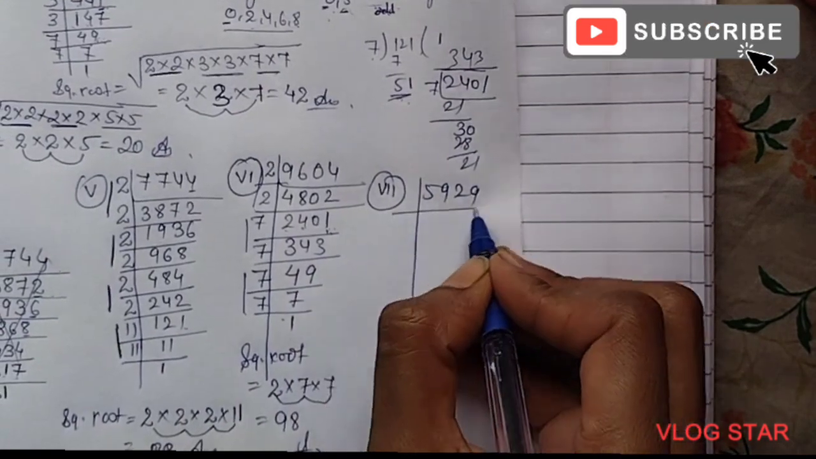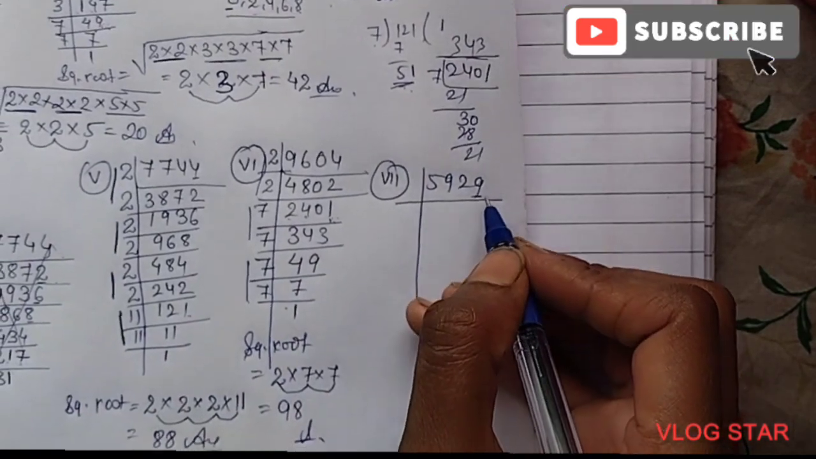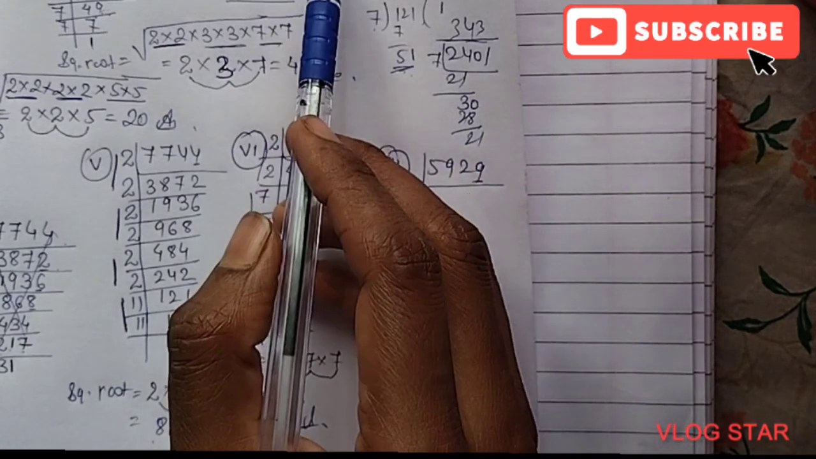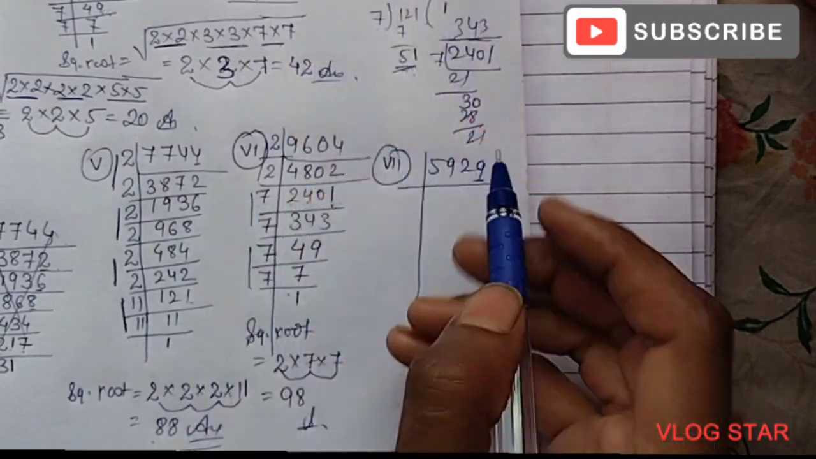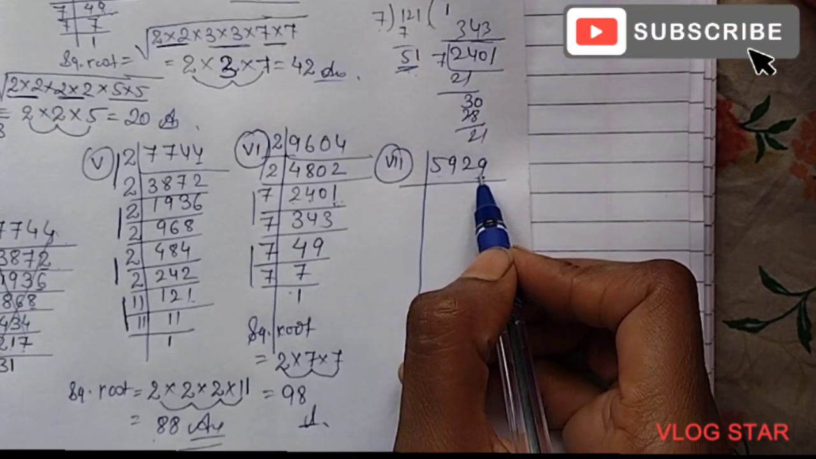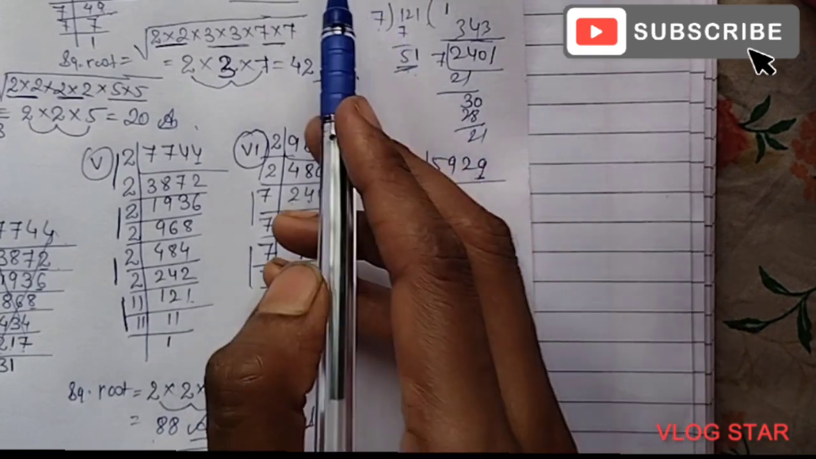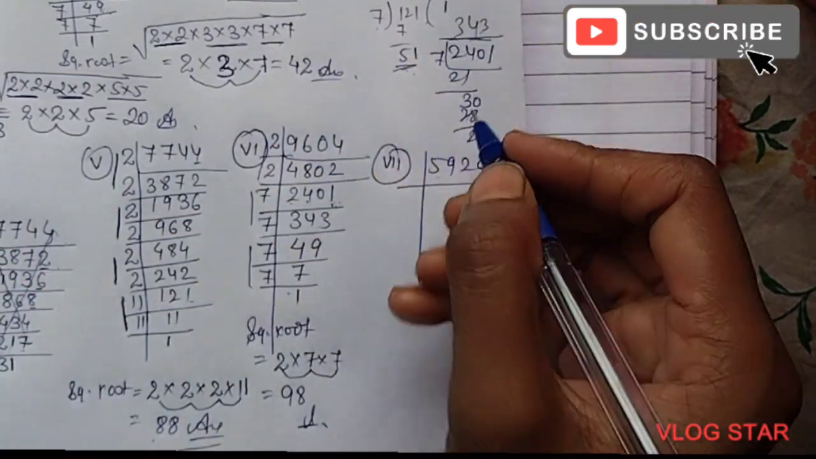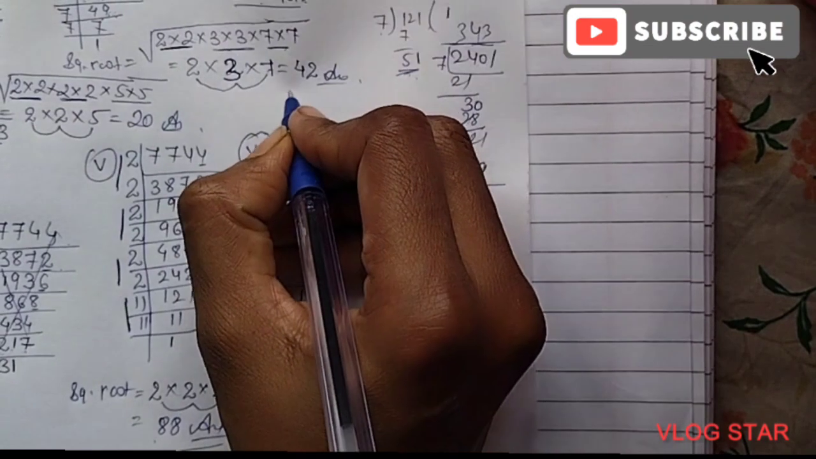So here you can see the last digit is 9, so it will not be divided by 2. Next we will check with 3. So the sum of the digits is also not divisible by 3. Next we will check with 7. Is this number divisible by 7 or not? Let's divide and check.